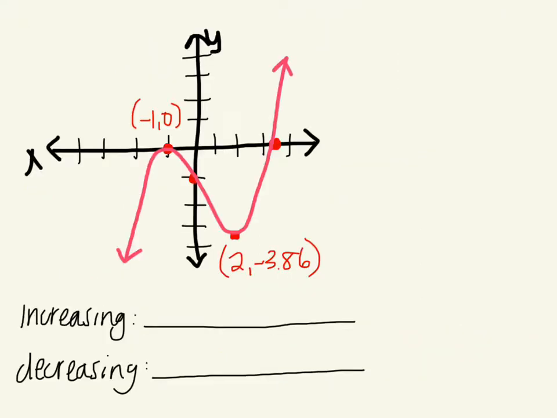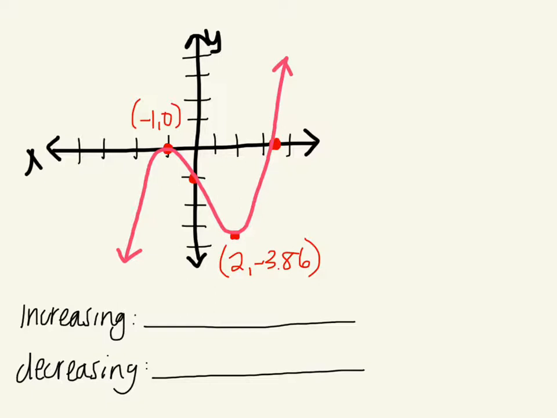So this is the graph that goes with f(x) = 1/7 times the quantity (x + 1) squared times (2x - 7). And then (-1, 0) and (2, -3.86) are both turning points on that graph, which you would have to use your graphing calculator and use the tool to find the local maximum and the local minimum.